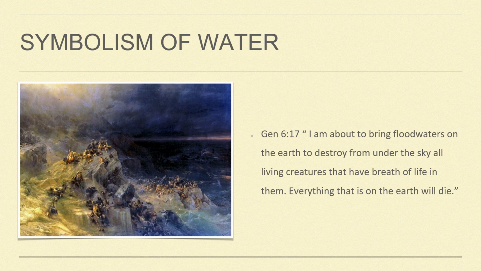So in Genesis 6:17, of course we know this is Noah and the flood. He says, I am about to bring flood waters on the earth to destroy from under the sky all living creatures that have the breath of life in them. Everything that is on the earth will die. So clearly, water here is literally used as a means of destruction and judgment against mankind. Symbolically, though, it might mean something. This is only one passage, but I'll tell you this right now. I believe it represents death. But this is just one, right? One passage.